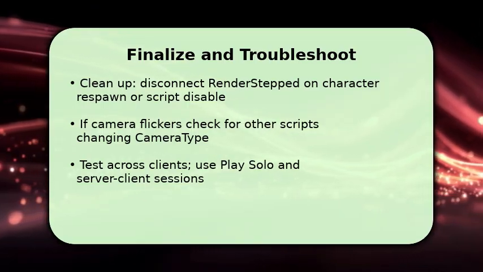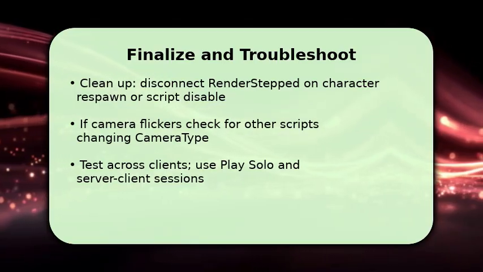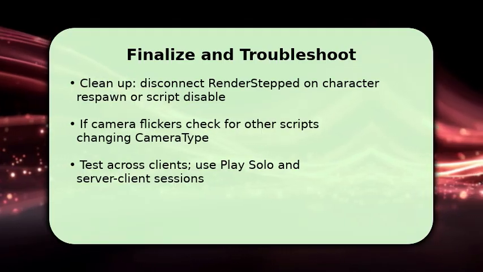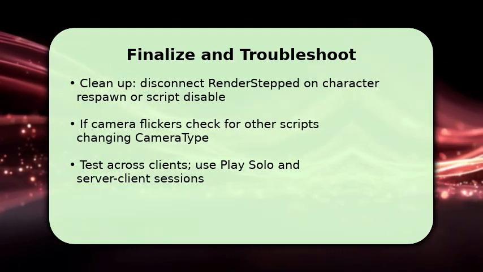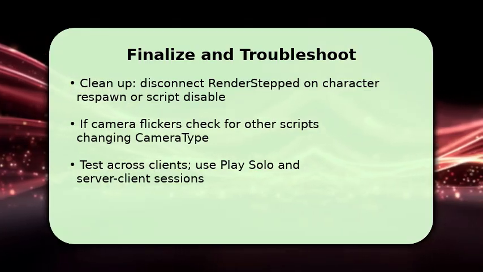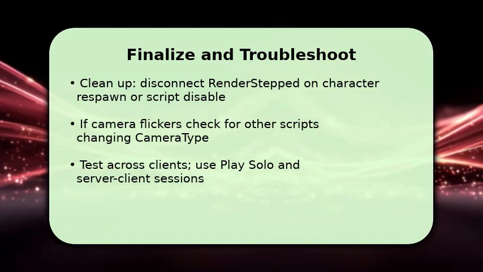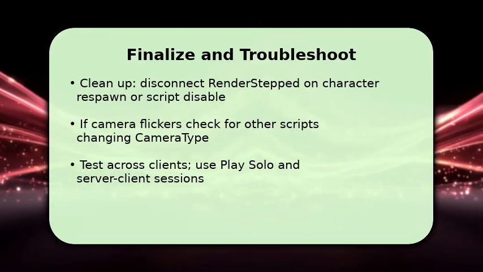If the camera flickers or control returns, another script or plugin is changing the camera type. Search for any CameraType assignments and remove them. Make sure to test in multiplayer play mode, as client-only local script behavior differs from server scripts. If problems persist, temporarily log CameraType every frame to find which script resets it.